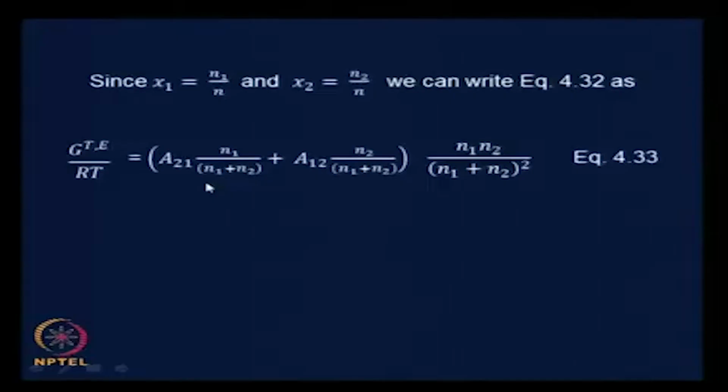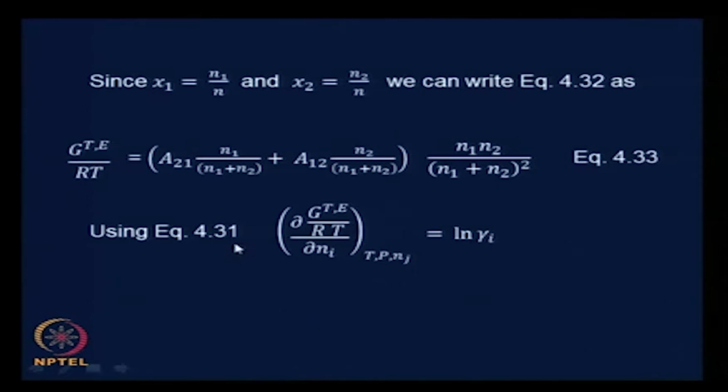Okay, you would have substituted and reduced the terms, combined the terms to get GE by RT equals A21 n1 by n1 plus n2 plus A12 n2 by n1 plus n2, into n1 n2 by n1 plus n2, the whole squared, equation 433. This is the same Margules model written in terms of n1 and n2.